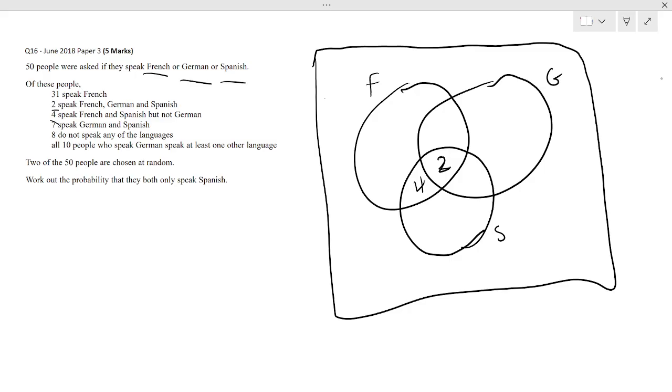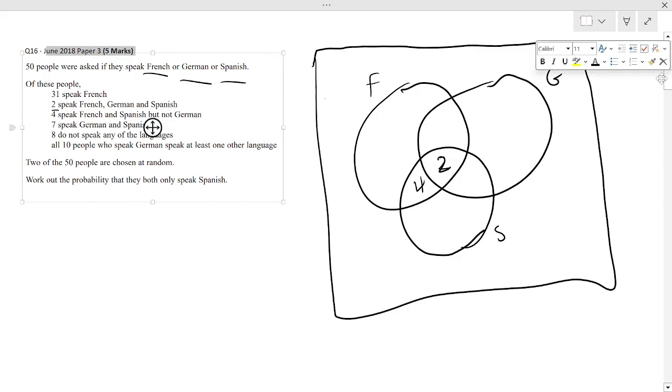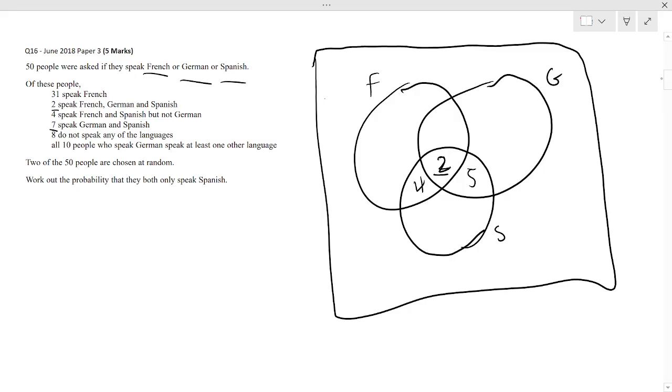Okay, then maybe what about German and Spanish? It says 7 people speak German and Spanish. But that's going to be 5 because remember, 2 people already speak German and Spanish, because if they speak German, Spanish and French, by extension, they also speak German and Spanish. So that means there's 5 other people who speak German and Spanish, but those do not speak French. Okay, cool. So that's 5.